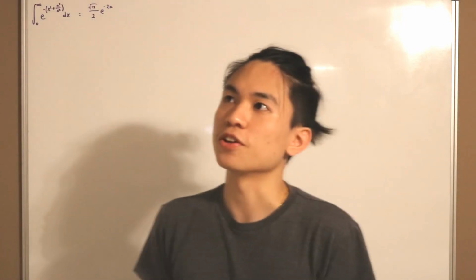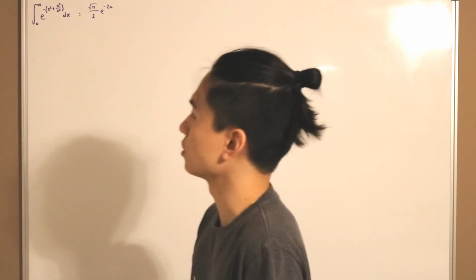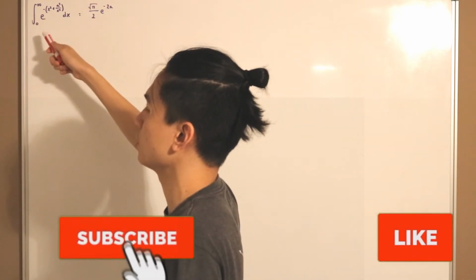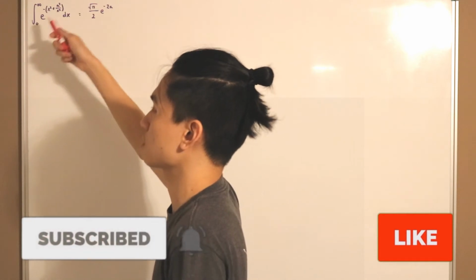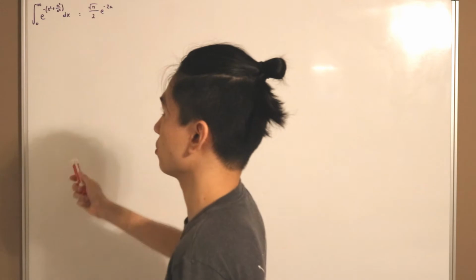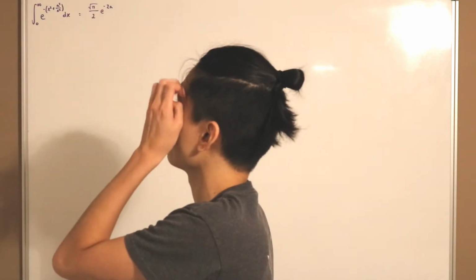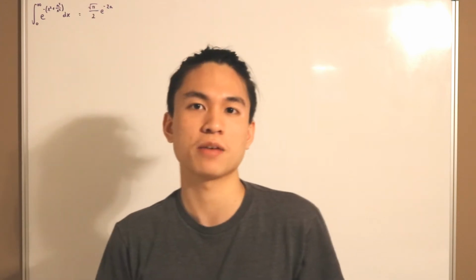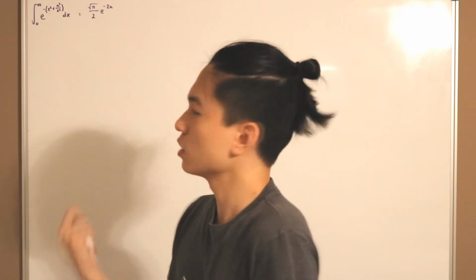Okay, so in today's video, we're actually going to be proving the following formula. The integral from 0 to infinity of e raised to the negative (x squared plus a squared divided by x squared) dx is equal to the square root of pi divided by 2 multiplied by e raised to the negative 2a, where a can be some sort of real number.